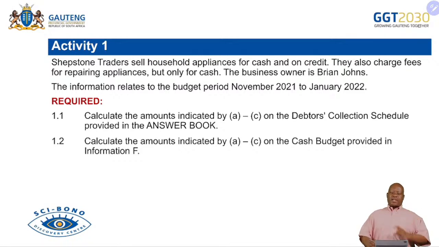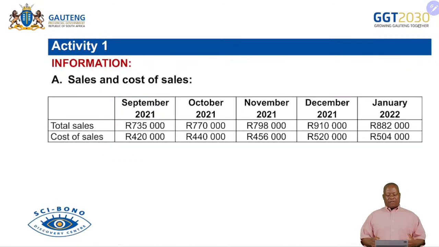What I did when it comes to the debtors collection schedule is, though there is only A, B, and C that is missing, I am going to try and give you an overall way in which we are looking into the debtors collection schedule, so that at least you can see how we go about it. And so we are going to be calculating even some of the figures that are already given there. There is the information that we are given.